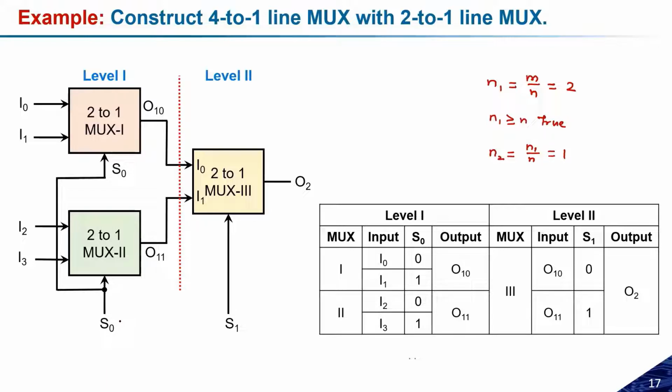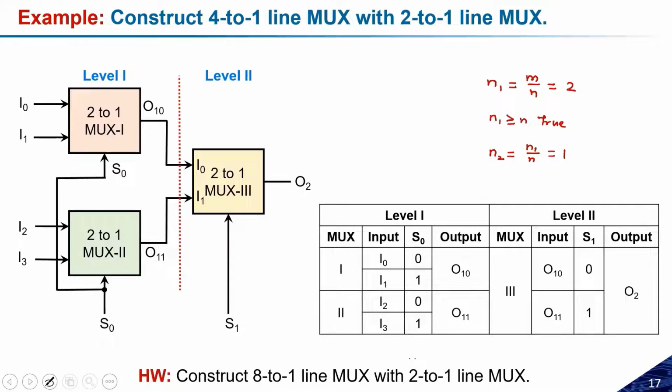So now we can see the total number of inputs is 4, 2 control signals are required here and one output is needed. So this works perfectly as a 4:1 mux. Here is the homework. You have to construct an 8:1 mux with the help of 2:1 mux. Can anyone tell me how many multiplexers are needed for this case? If I have to construct an 8:1 mux with the help of 2:1 mux, how many?